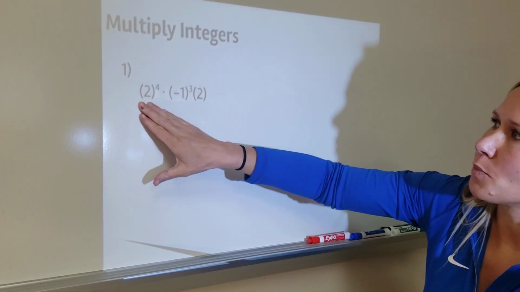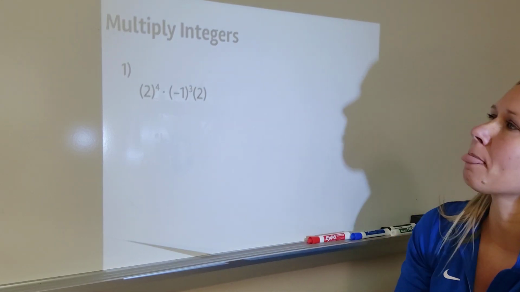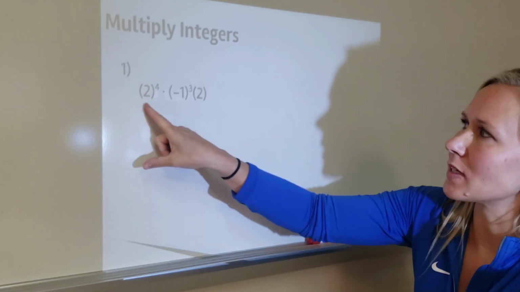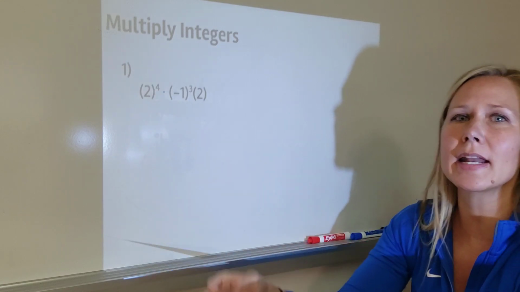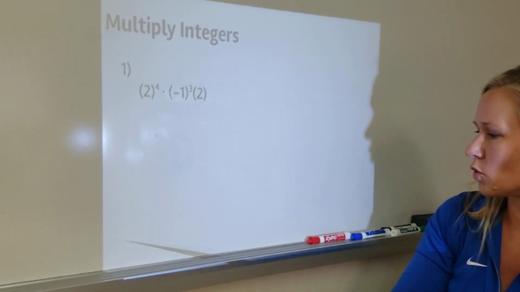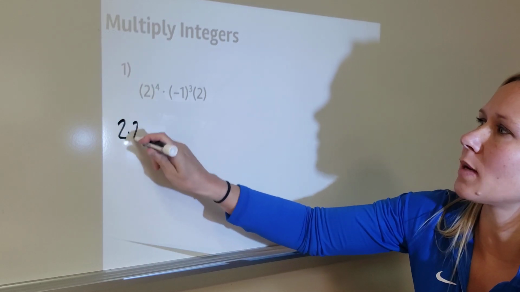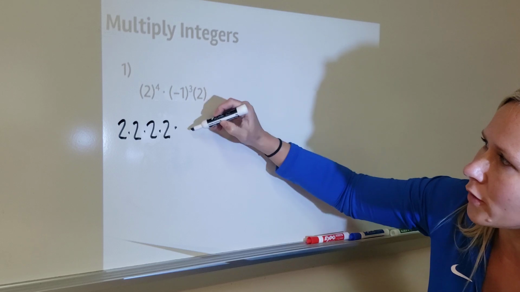So with this first problem, I'm going to give you a second just to write it out. Pause the video if I'm going too quickly. But a good method for this is to expand it out. So 2 to the 4th power, write it as 2 times 2 times 2 times 2. So if I expand this problem out, I would write this as 2 times 2 times 2 times 2. Then I'm multiplying that by negative 1 to the 3rd power.